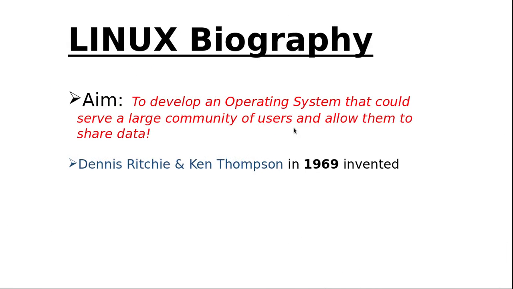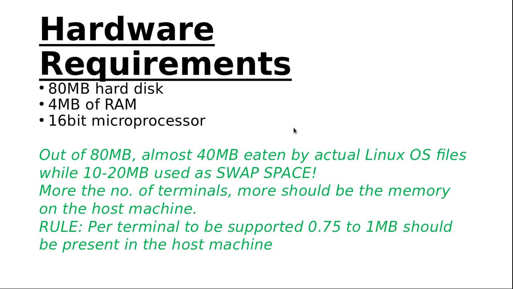We were discussing the Linux biography in the previous video. Now comes hardware requirements for Unix. Right now I'm on a 32-bit processor laptop with Linux Mint and 2 GB of RAM, I guess. Anyway, the hardware requirements for Unix are really very cheap. You just need an 80 MB hard disk, 4 MB of RAM, and a 16-bit microprocessor. That's quite small.